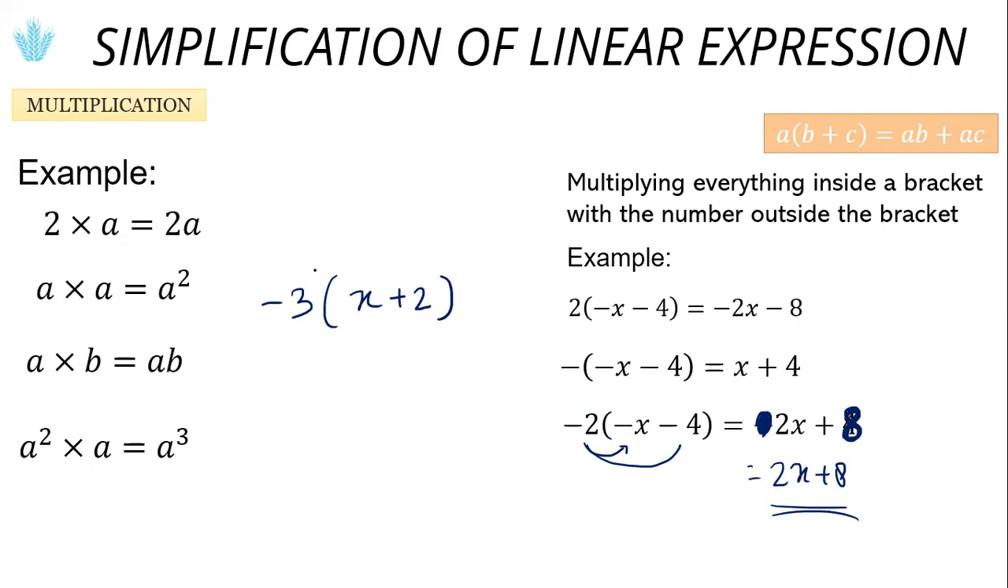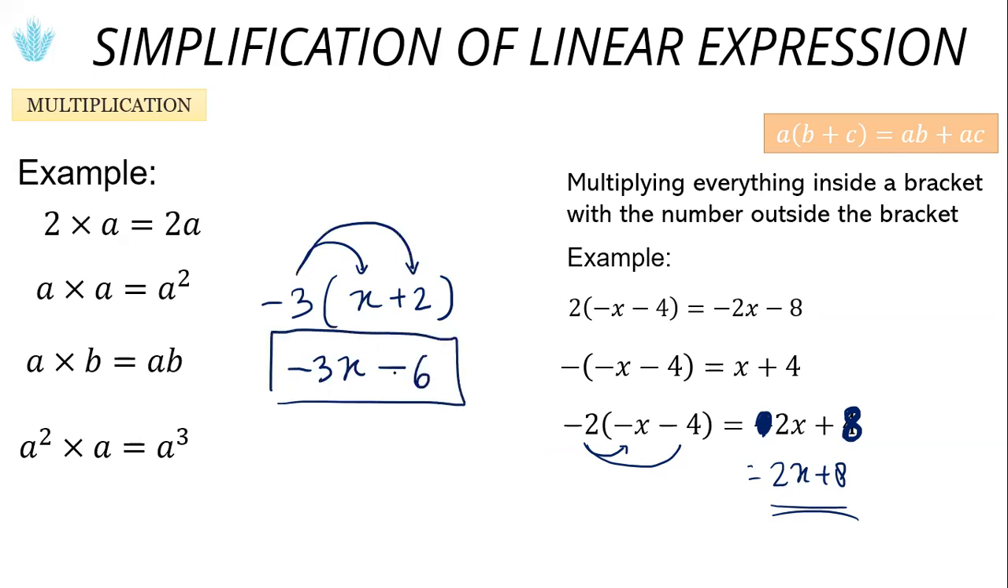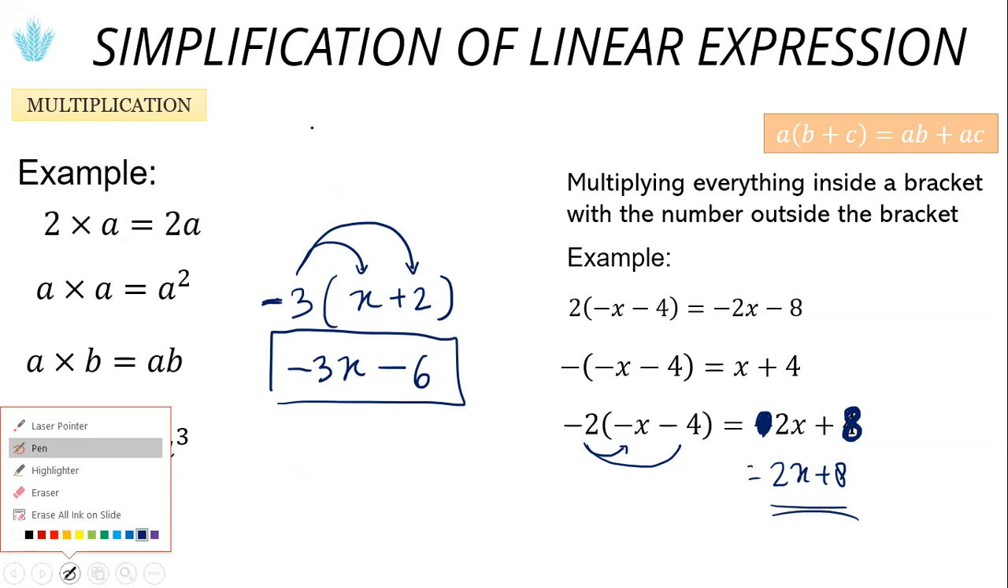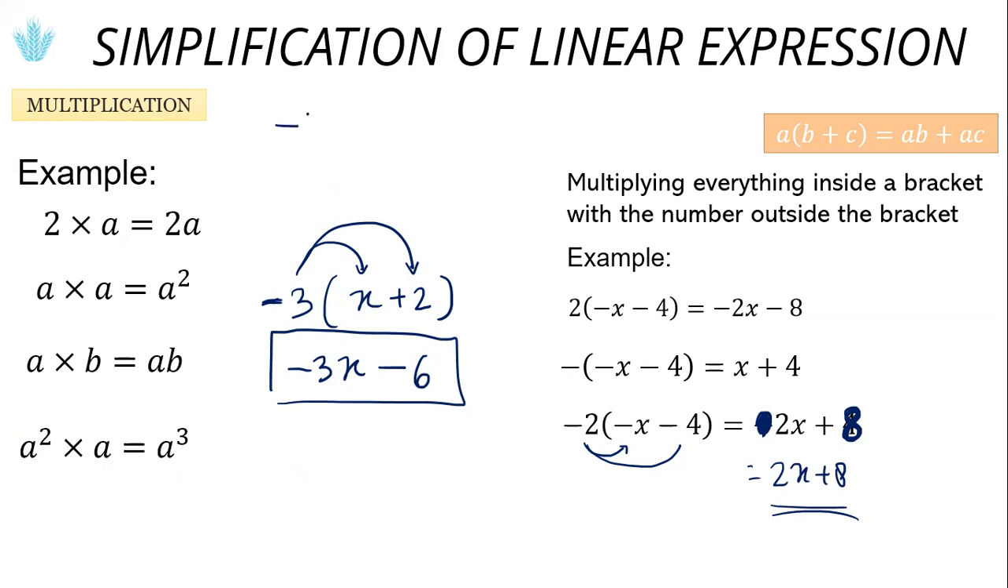Nah, ya udah, negative 3 times x, negative 3x. Oke, negative 3 times 2, negative 6. Hati-hati ya, jangan sampai plus, soalnya dia negatif kali positif. Jadi negatif. Oke. Jadi kalau something times x, berarti tinggal masukin angkanya sama x-nya gitu.